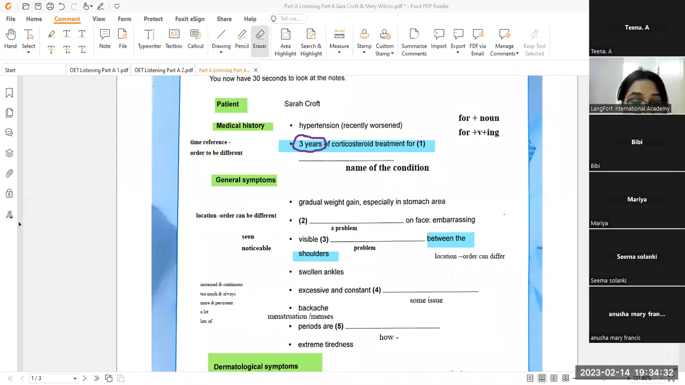Was that audible to all of you? Yes, ma'am. Okay. So I'm starting with the audio since we have done a good prediction. I'm moving on to the exact audio.